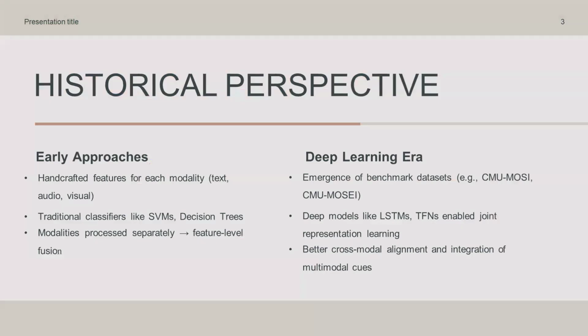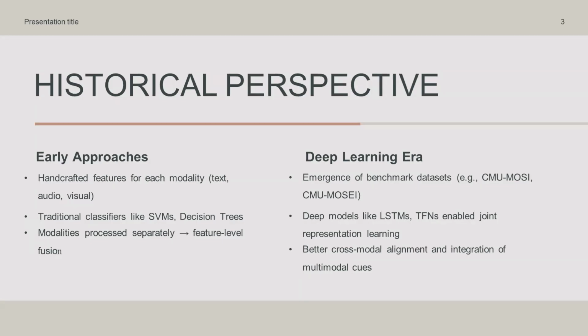Historical perspective. Here I wanted to show two approaches: one is the early approach, and the other is the deep learning approach. What is the early approach? In the initial days, each modality like text, audio, and visual was handled separately using handcrafted features. These features were fed into traditional classifiers like SVMs or decision trees. Fusion happened only at the feature level, often resulting in weak integration of modalities.